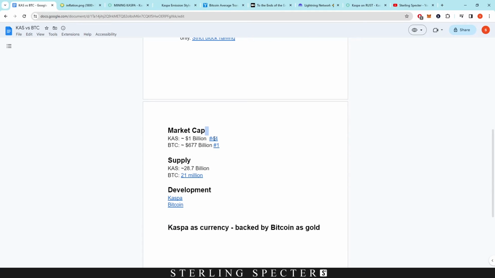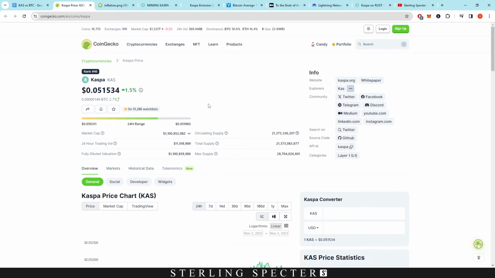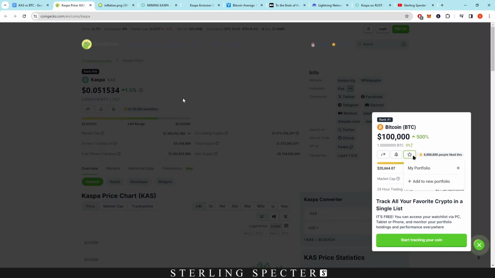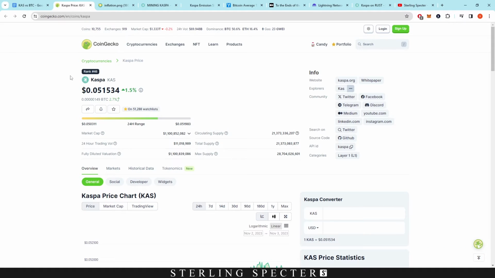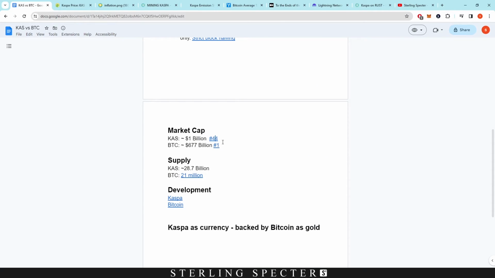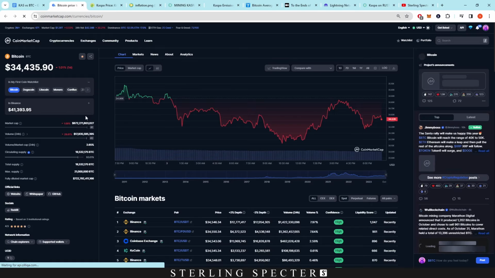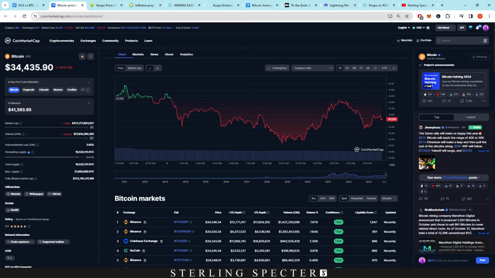Now, when it comes to market cap, Kaspa coin has around number 44 with $1 billion in market cap. As we can see here, this is listed on CoinGecko. So the rankings aren't proper on CoinMarketCap, but Kaspa is actually sitting at 46th in terms of cryptocurrencies with a market cap of around 1.1 billion. It changes up and down dependent on the price. Bitcoin, on the other hand, number one, obviously, 677 billion in market cap, as we can see there, obviously subject to change based on the price of these assets.